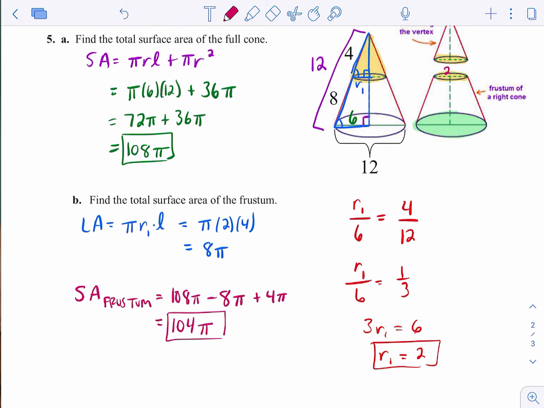Alrighty, that is it for surface area. That is it for this section. Be on the lookout the next day that we meet, whether that be Wednesday for odd periods or Thursday for even periods, for a review activity that we are going to do to make sure that we're all good on surface area before we move forward into doing volume. All right.